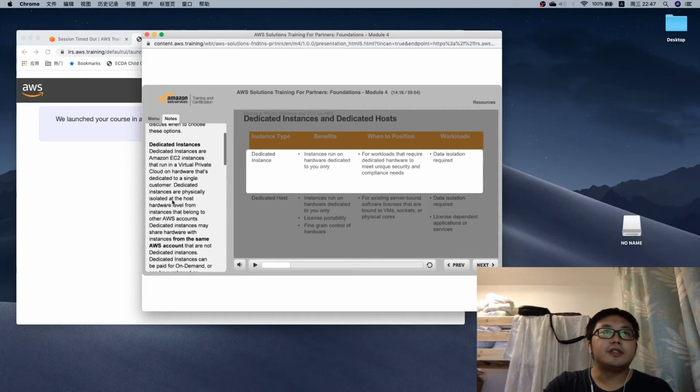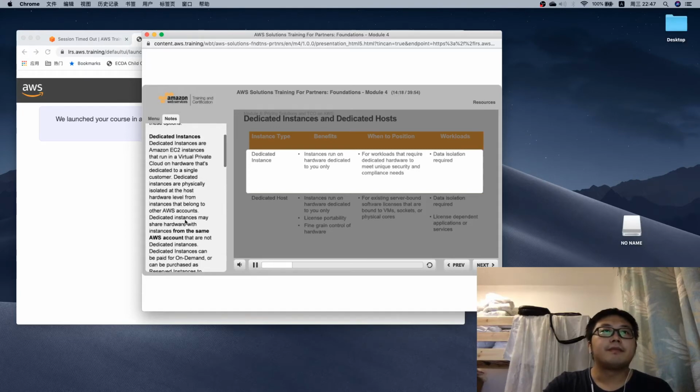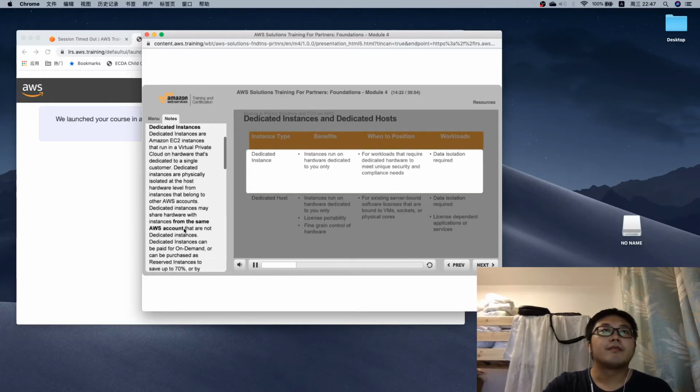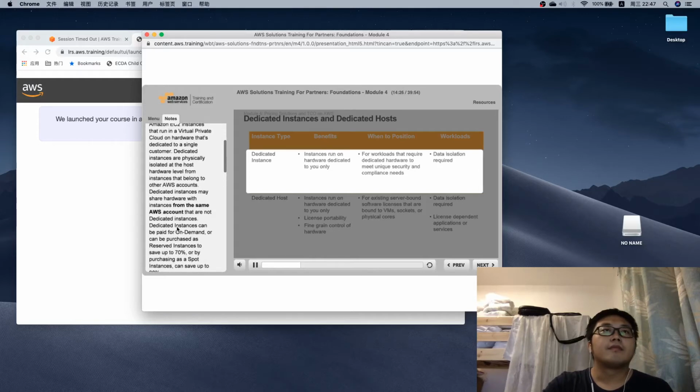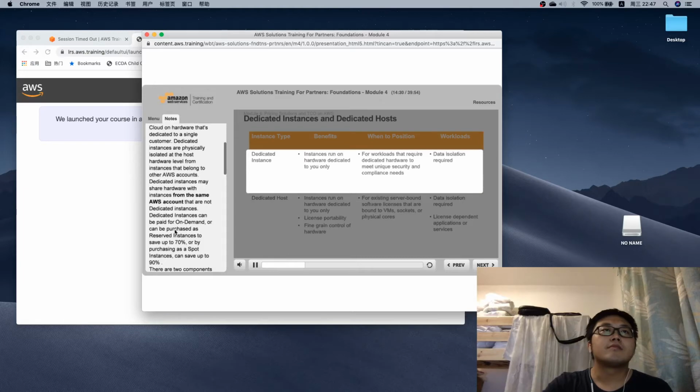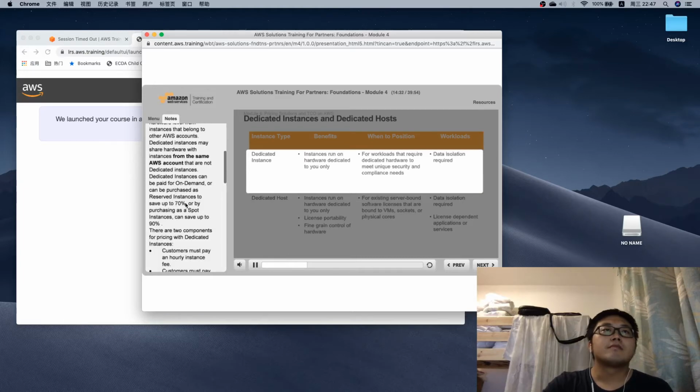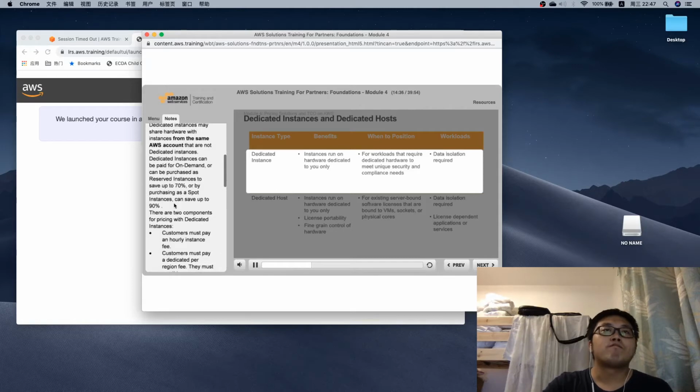Dedicated instances are physically isolated at the host level. Instances may share hardware with instances from the same AWS account that are not dedicated instances. Dedicated instances can be paid for on demand or can be purchased as reserve instances to save up to 70%, or by purchasing as spot instances can save up to 90%.